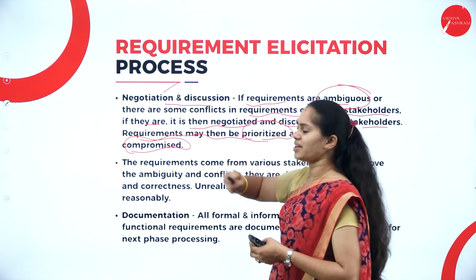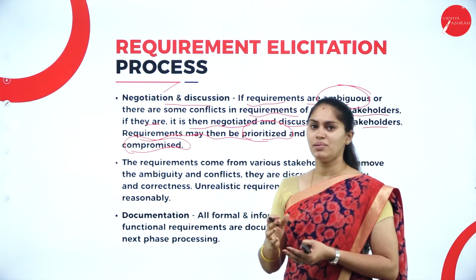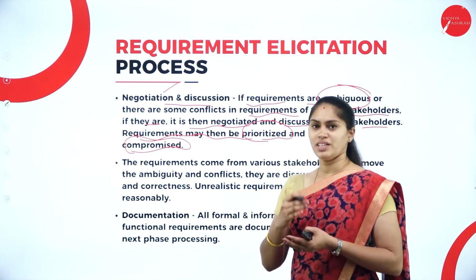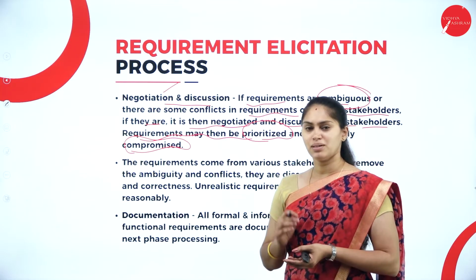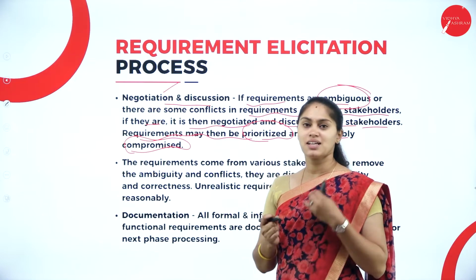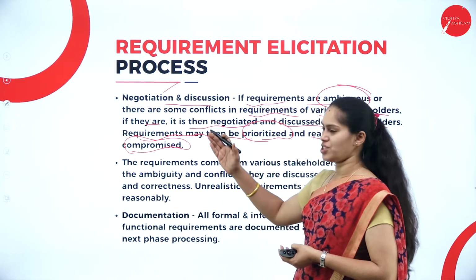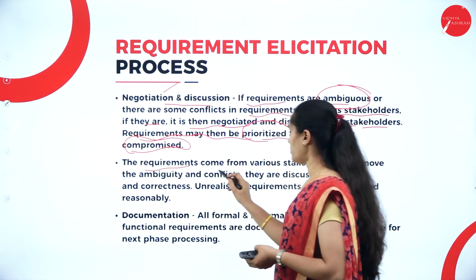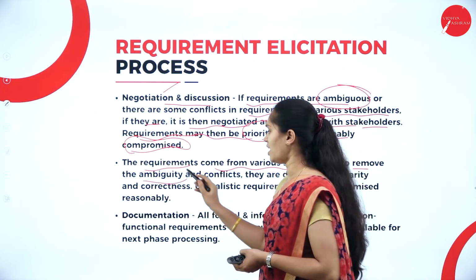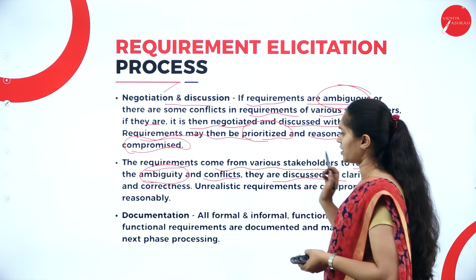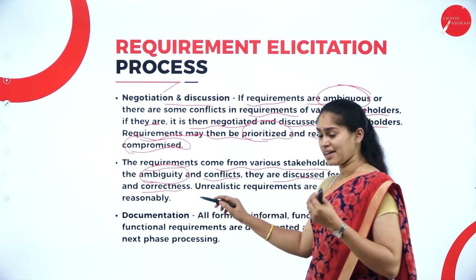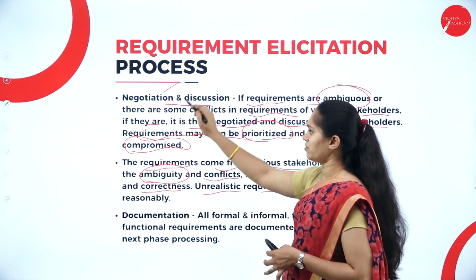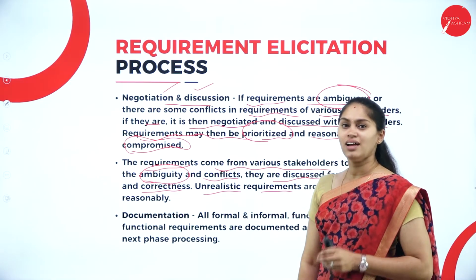That negotiation can be related to budget and time. For example, if the stakeholder wants their software to be developed within 1 month, the analyst or developer may ask for another 15 days or 10 days for the development of the software. That is negotiation. It can be in terms of money, effort as well as time, and the requirements come from various stakeholders mainly to remove ambiguity and conflicts. So they are discussed for clarity and correctness, and any unrealistic or impossible requirement will be removed. That is what we do in the negotiation and discussion phase.